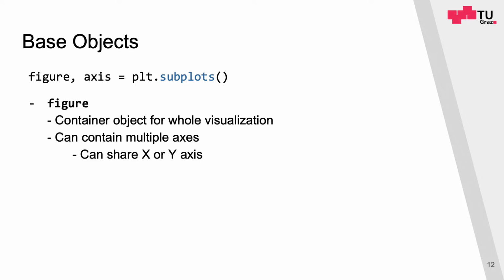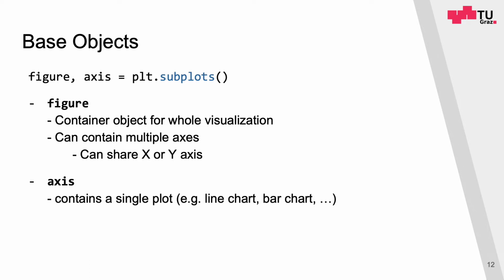And the figure object is a container object for the whole visualization. And it therefore can contain multiple axes, which can share, for example, the x or y axis. And the axis object contains a single plot. So for example, a line chart, a bar chart, and so on.